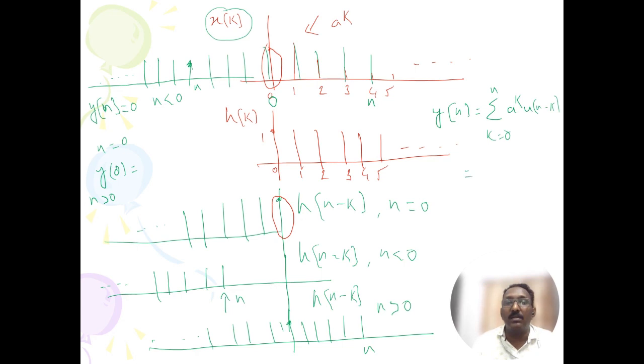This value is the summation of a power k, k equal to 0 to n. If you simplify this, what you will get is (1 minus a power n plus 1) divided by (1 minus a). This is your final answer.